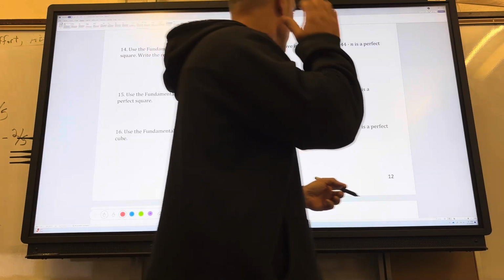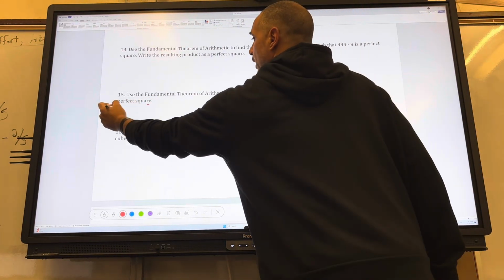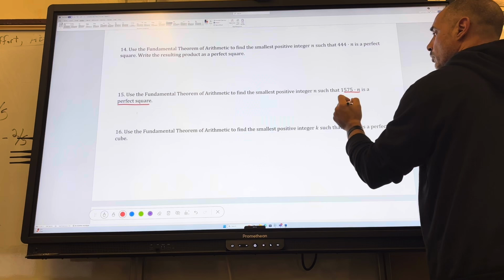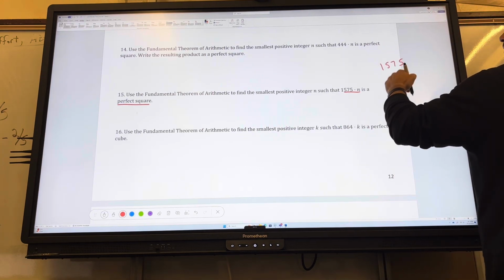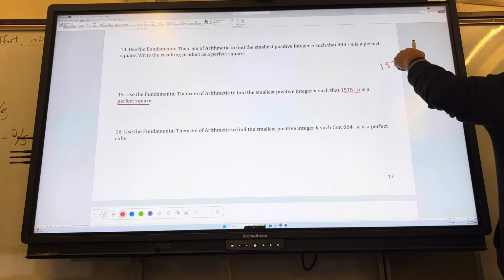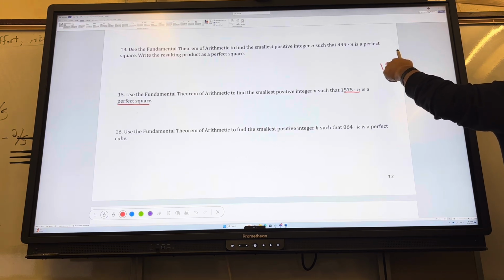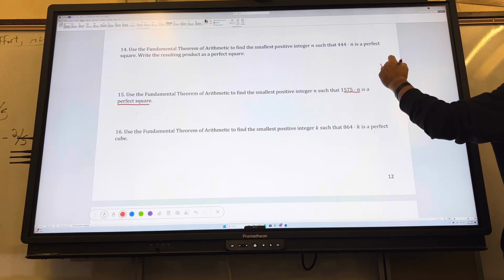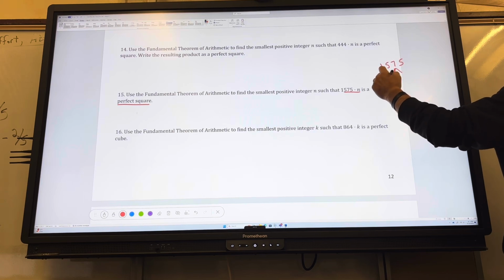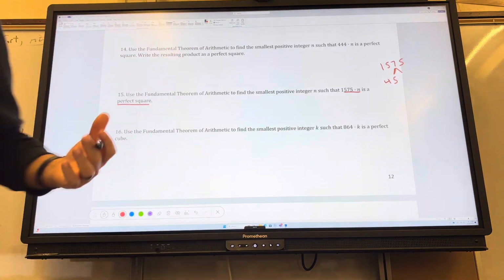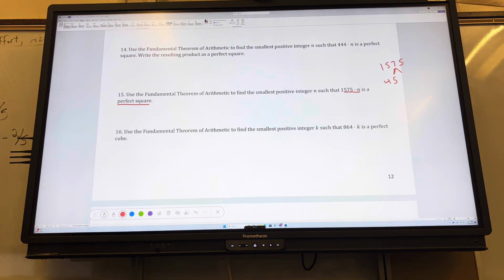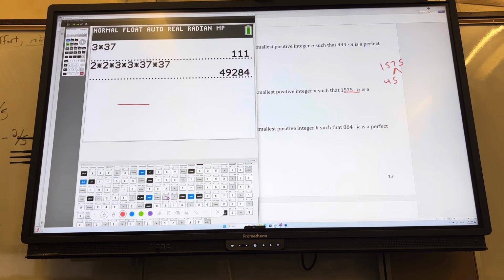So we need to find n, where 1575 times n is a perfect square. So I have 1575. If I add the numbers up, 5 plus 5 is 10, plus 7, 17, 18. So 9 goes into it. It ends in a 5, so 5 goes into it. So we know 9 times 5 is 45. So 45 is going to go into this number. I'm just chunking this number because it is so large. But I use the divisibility rules to know that 45 goes into it.